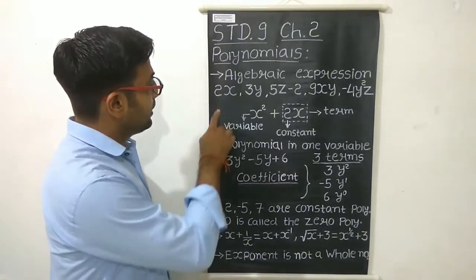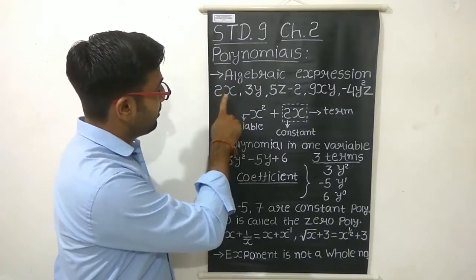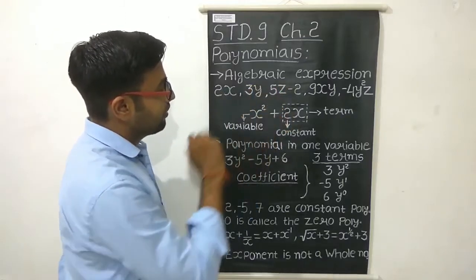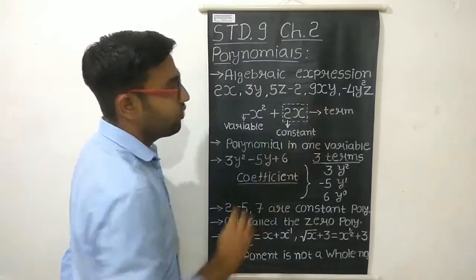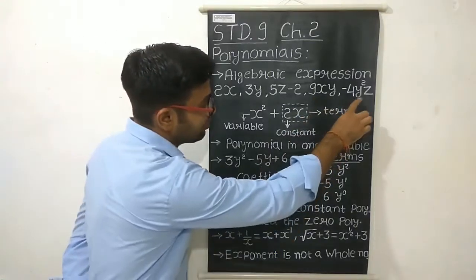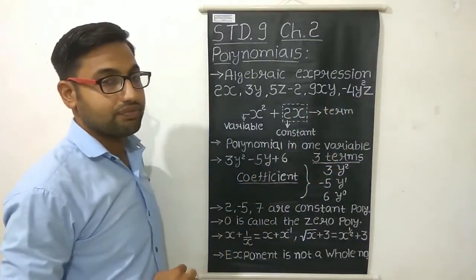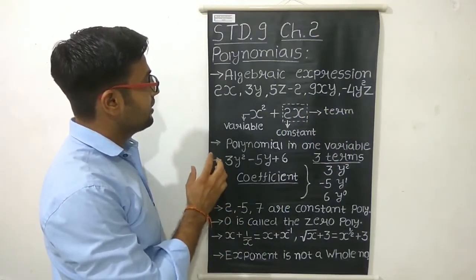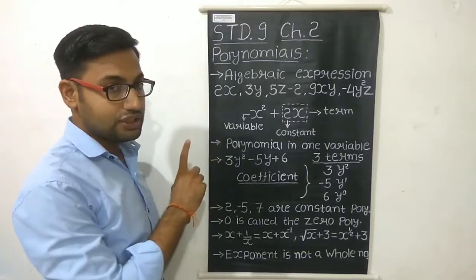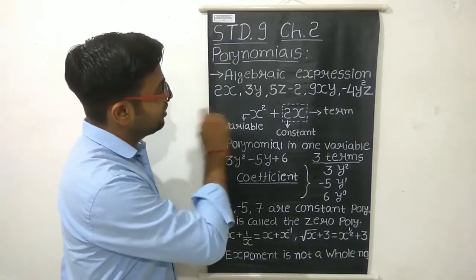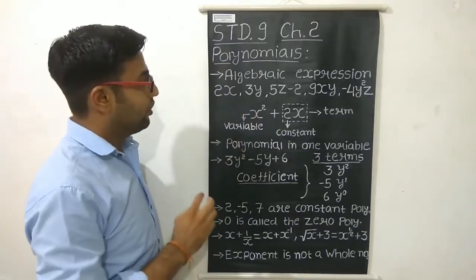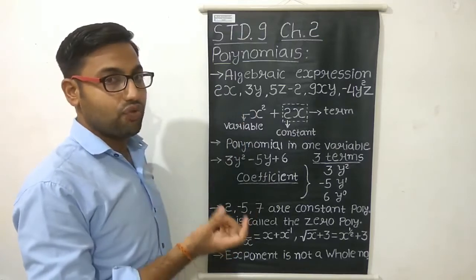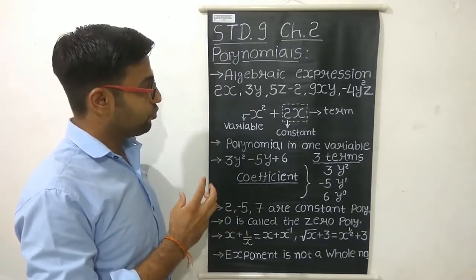Here you can notice that there is only one variable, x. Here also there is one variable, y, and one variable, z, but here there are two variables, x and y. Here also there are two variables, y and z. So basically in this chapter we have to study only that kind of algebraic expressions which have only one variable. Now first of all, what is a variable and what is a constant, you have to be clear about it.